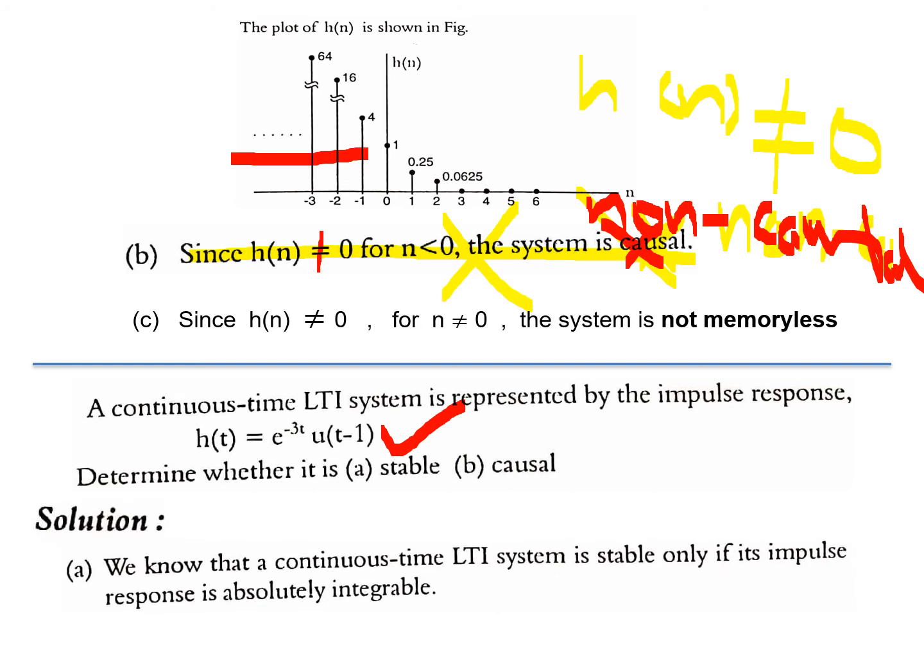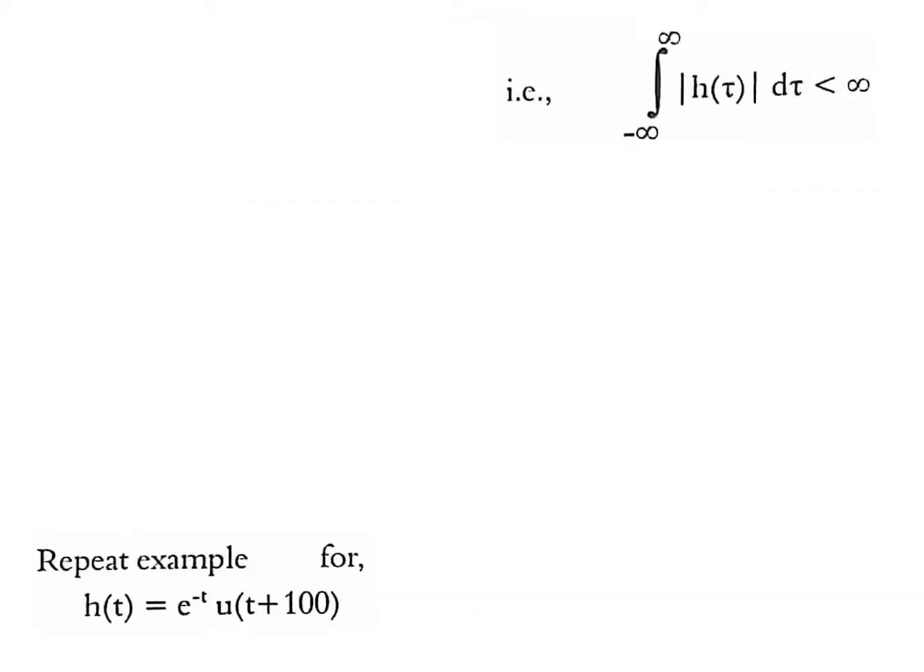In case of continuous time LTI system, the system is stable only if its impulse response is absolutely integrable. So now let us try to integrate its impulse response. That is, you will integrate for all the limit minus to plus infinity. The integration of the impulse response should be finite. Let us see what happens in our case.